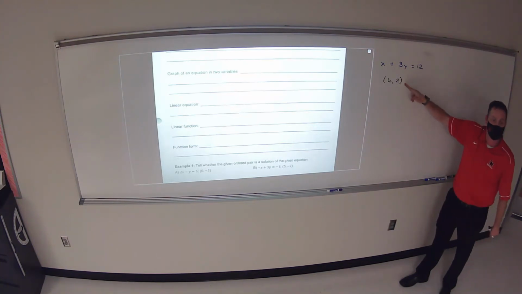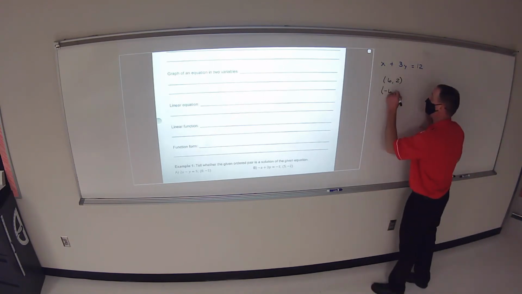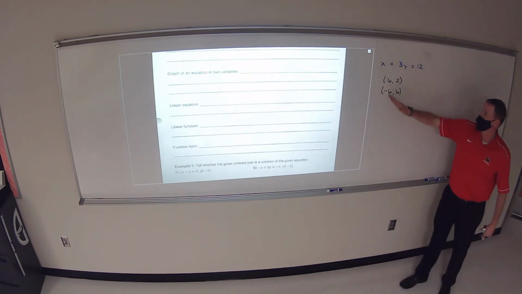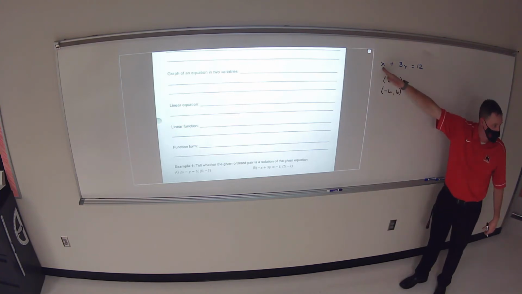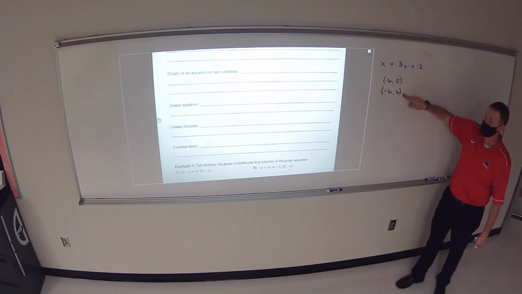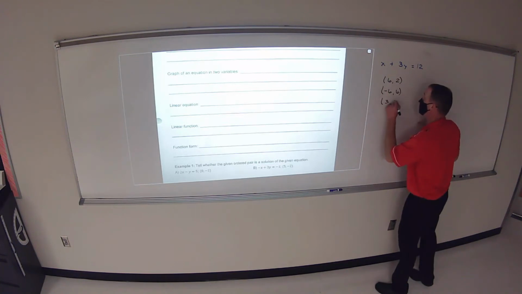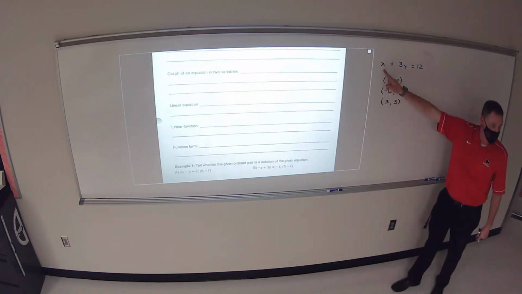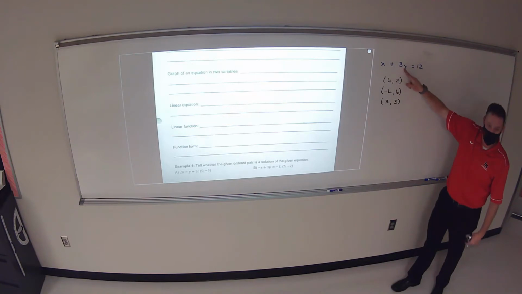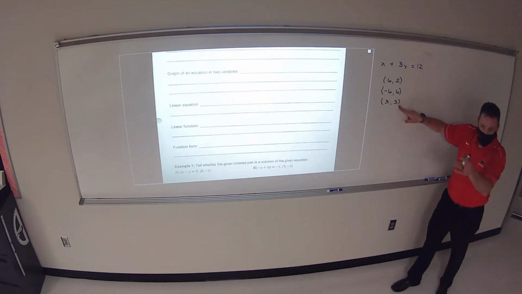Okay, Quinn, what'd you come up with? Negative 6 and 6. Now, if we plug negative 6 in here, this is just negative 6. What's 3 times 6? 18. And what's negative 6 plus 18? It's 12. So there's another solution there. Okay, Delaney, did you come up with a different one? 3 comma 3. If you plug 3 in here, that's 3. And 3 times 3 is 9. And 3 plus 9 is 12. There's another solution.